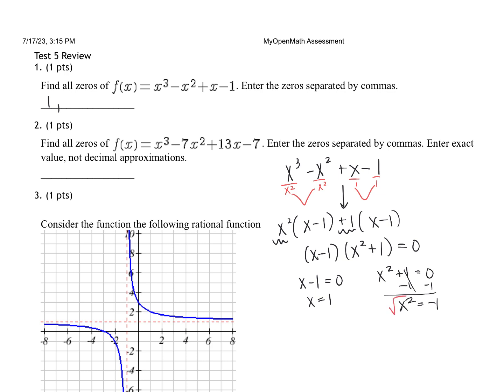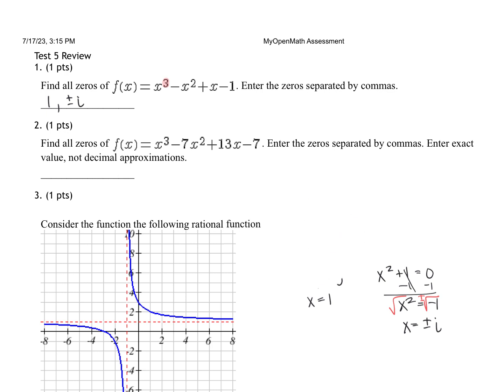We would take the square root. The square root of negative 1 is i. Don't forget to put plus or minus. So you would have x equals plus or minus i. So we are expecting 3 zeros because we had a degree 3 polynomial, and we got 3 zeros: 1, i, and negative i.